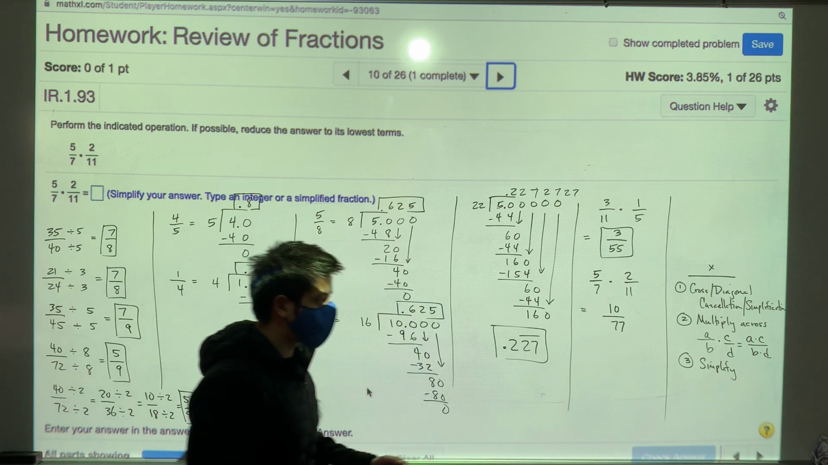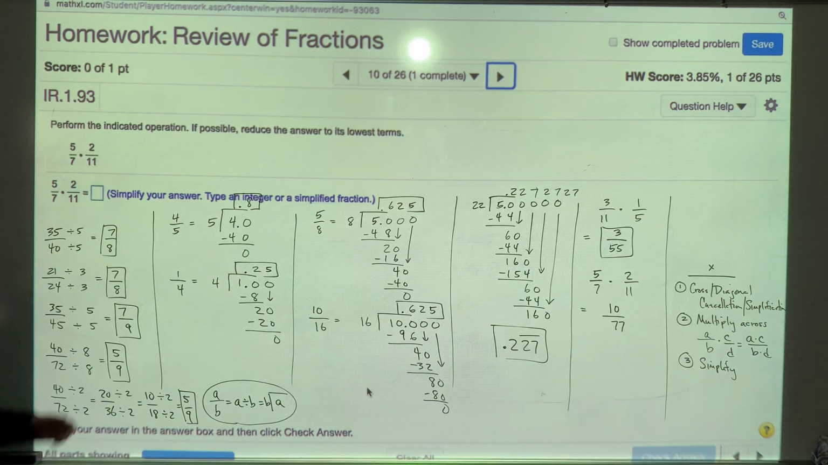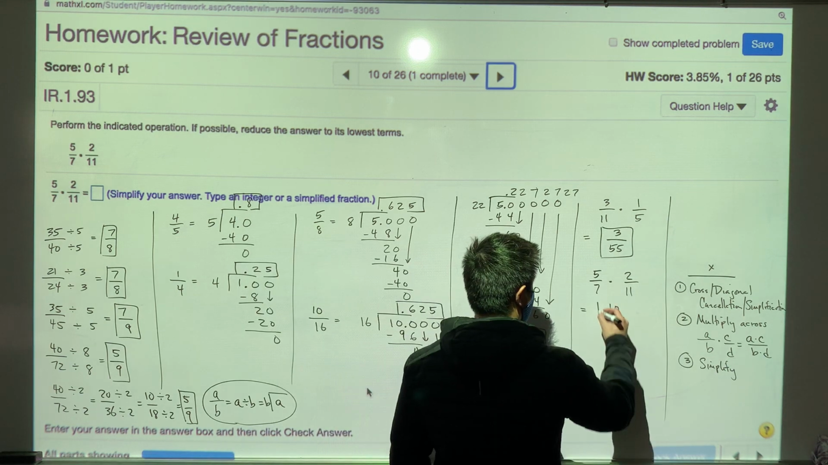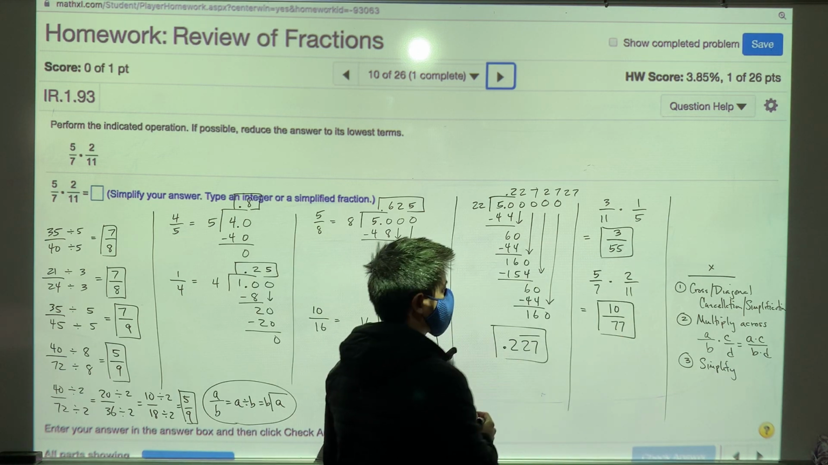Now, back up. Step 3, and ask yourself if we can do any simplifying by a greatest common factor to 10 over 77. No, they don't have anything in common, so that's it.